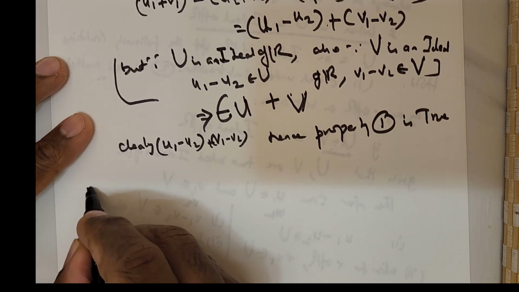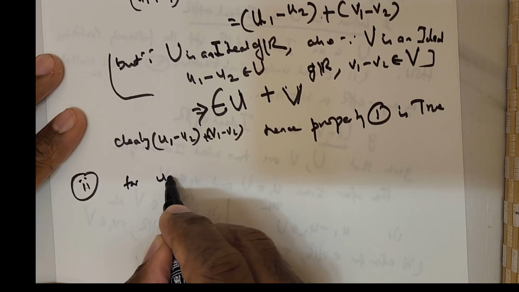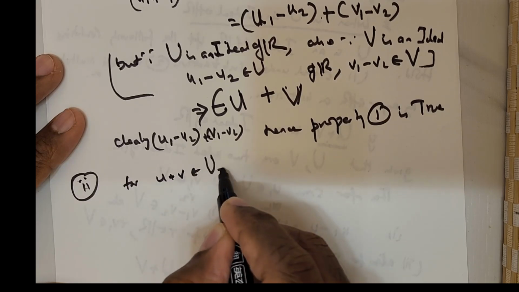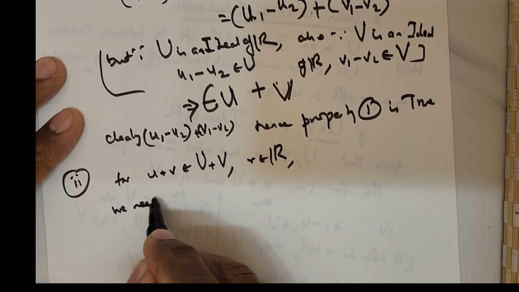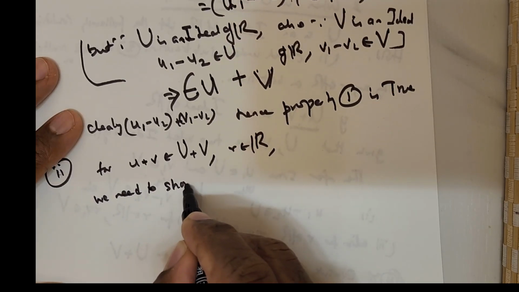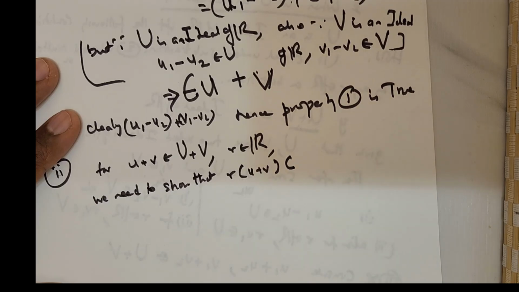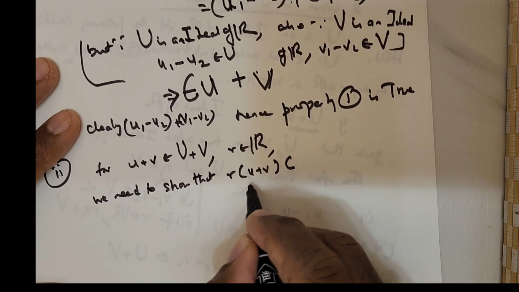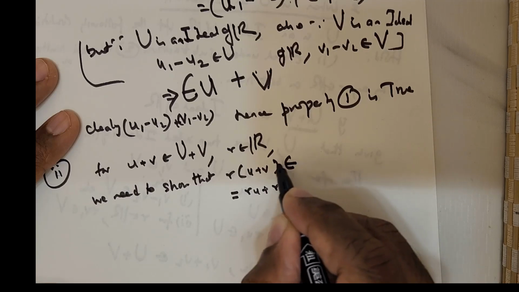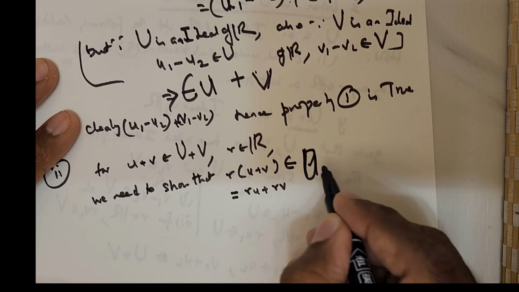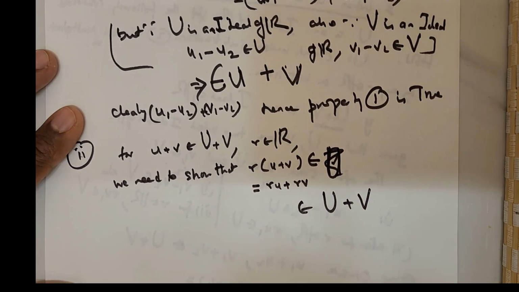Okay, let's go to property number 2. What we need to do in property 2 is that for u plus v element of U plus V and for r element of R, we need to show that r times (u plus v) is equal to r times u plus r times v, and this is in turn an element of U plus V. Okay, so that's the understanding there.